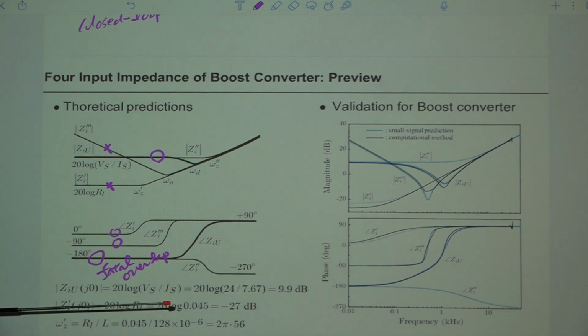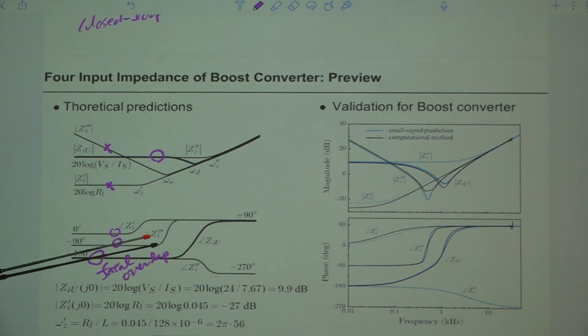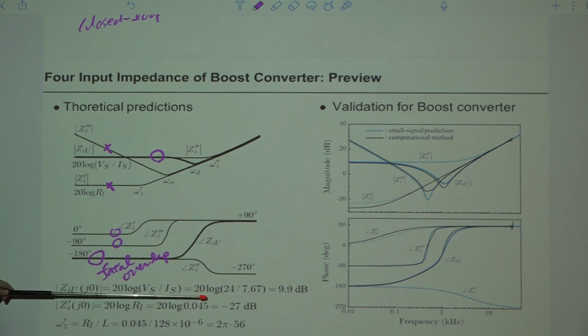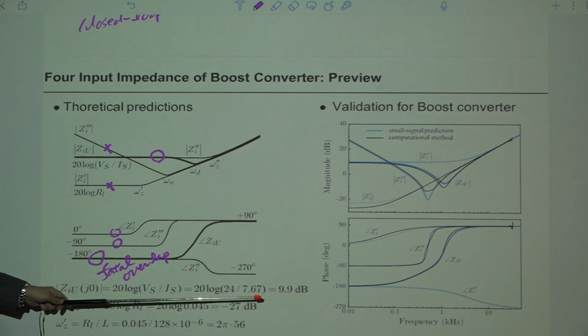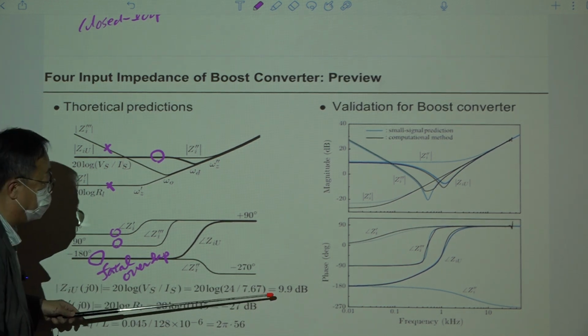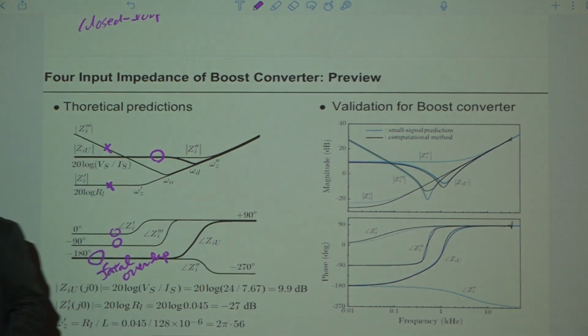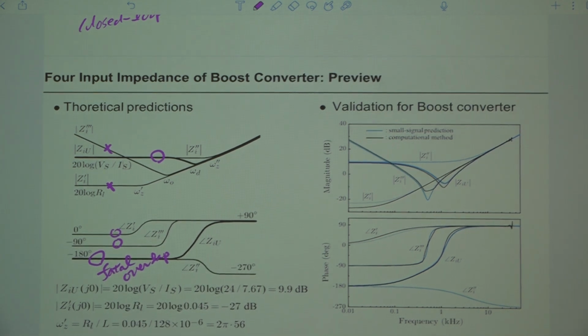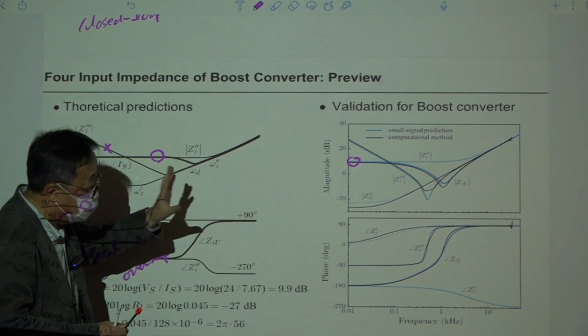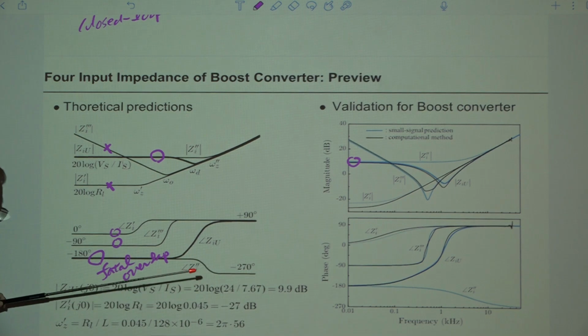The low frequency asymptote of GIU is the same as the low frequency asymptote of GI double prime. The value is this. This is the input voltage, input current, and the number is 9.9 dB, somewhere here. I verified all these curves using the computational method, and I measured some of them. I didn't show them here. And this is the prediction.